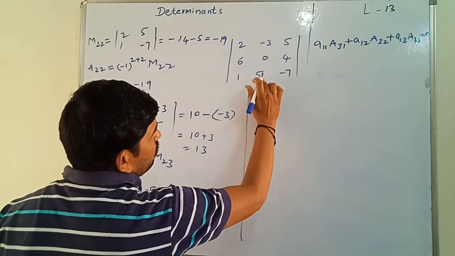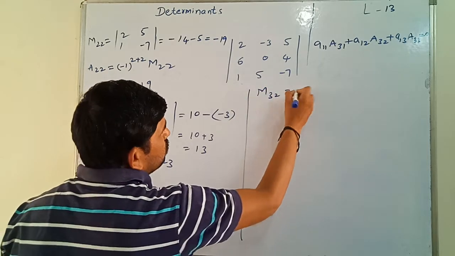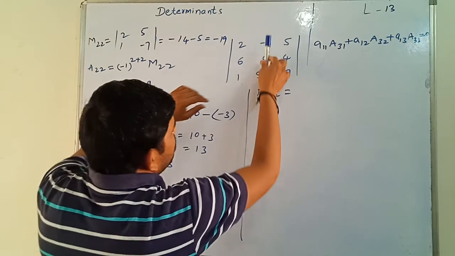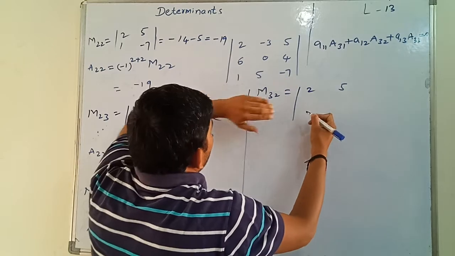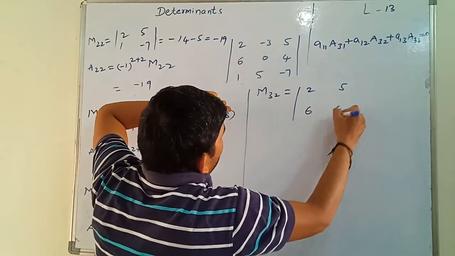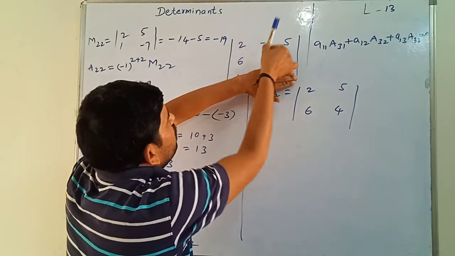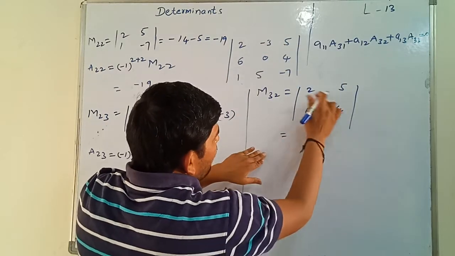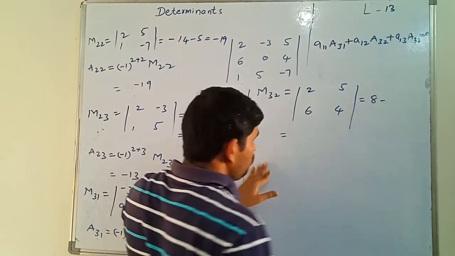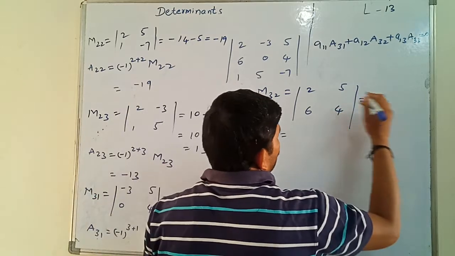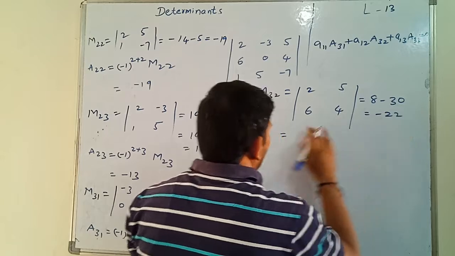Now we can find the cofactor of the next one. Before that, the minor is m32. Close this one's address, so it will be 2 5. Next one is 6 4. Once again I will write it. Check here, this is the address. Yes or no? 2 5, 6 4. Now what will the cross multiplication for this be? 2 into 4 is 8. Next, 6 into 4 is 30. After that, minus 22.